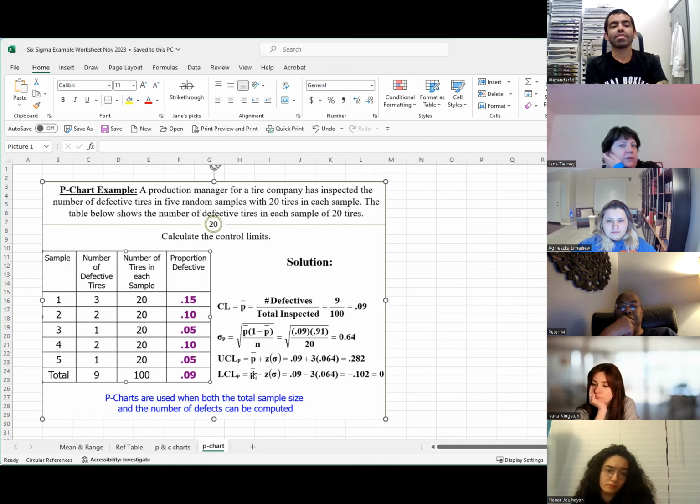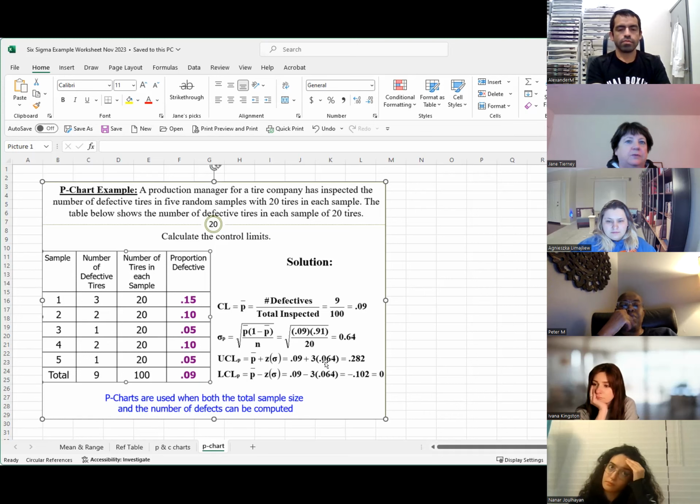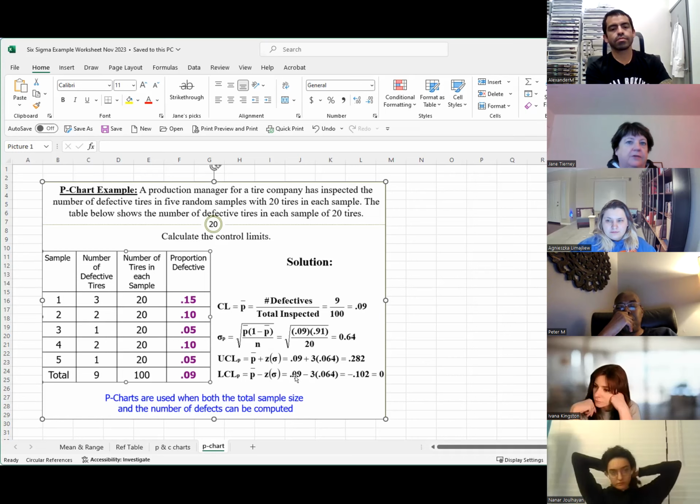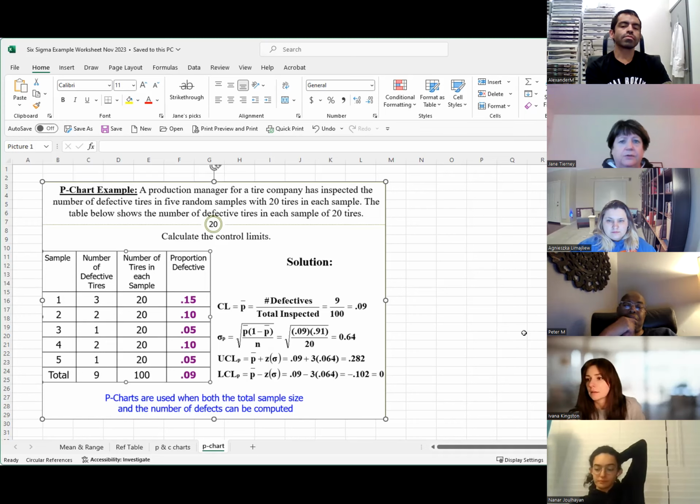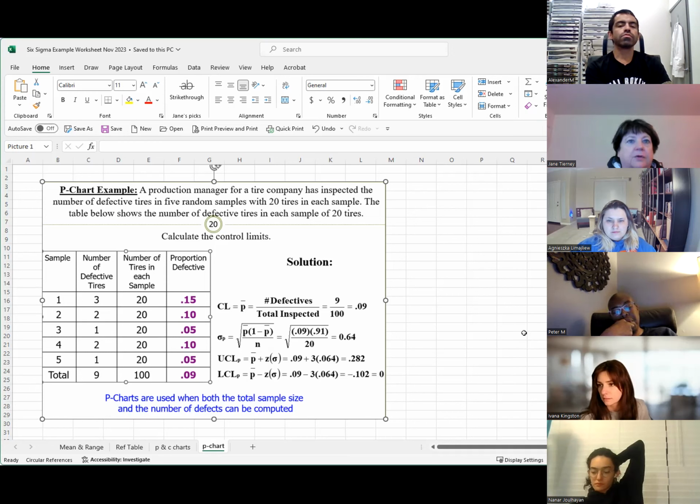Then to calculate the control limits, you need this Z value, which is given to you. So you take the P bar, which is the 0.09, plus Z, which is 3, times the standard deviation, which we just calculated is 0.064. So 3 times 0.064 plus 0.09 is going to give us 0.282. And then for the lower control limit, it's going to be the 0.09 still, but it's going to be minus the 3 times 0.064. And in this case, when we do that math, it's going to be a negative number. So then the lower control limit becomes 0, because you don't have negative control limits. You don't take negative values when you're sampling the size. So the lower control limit is 0.